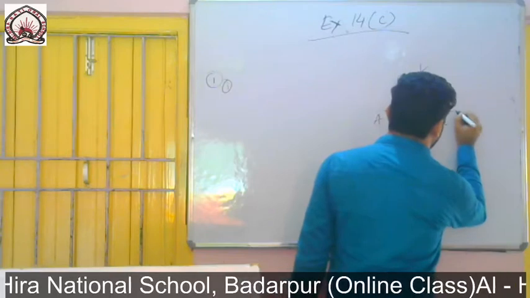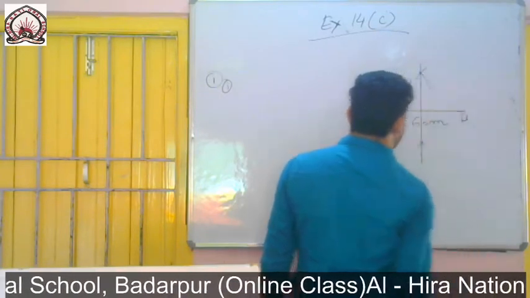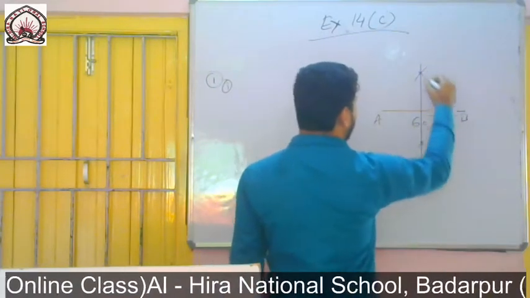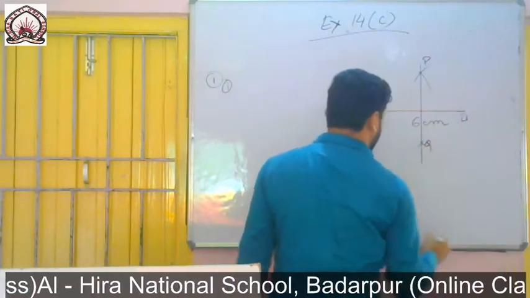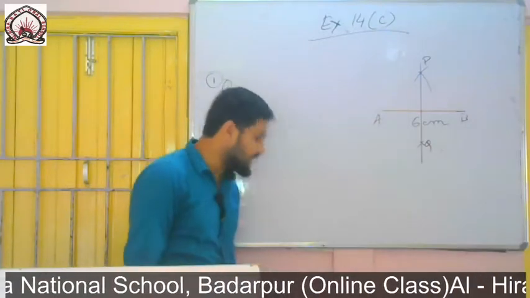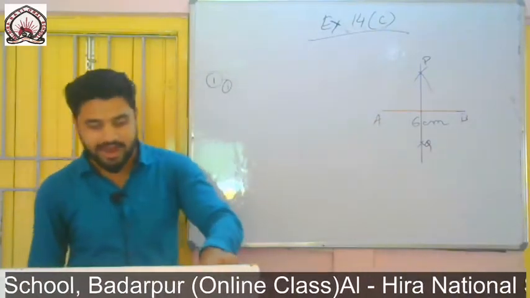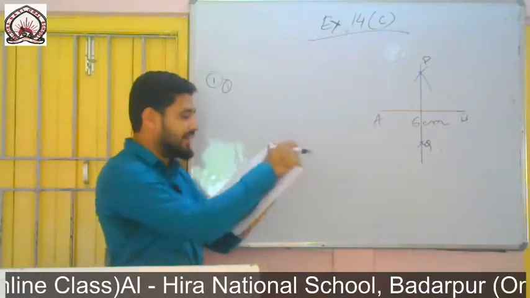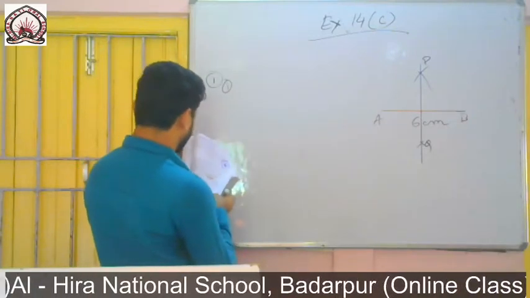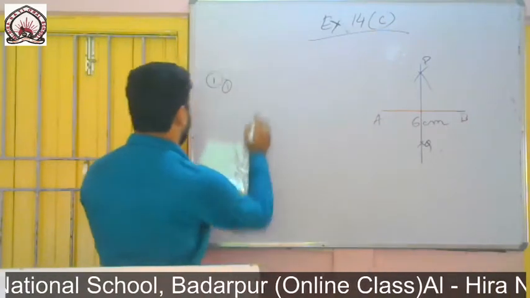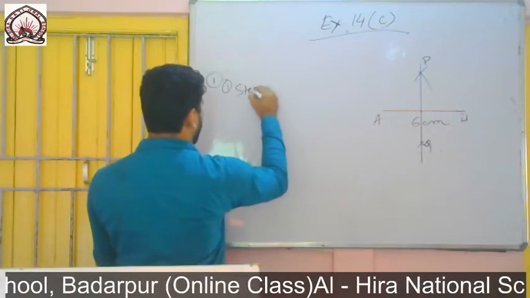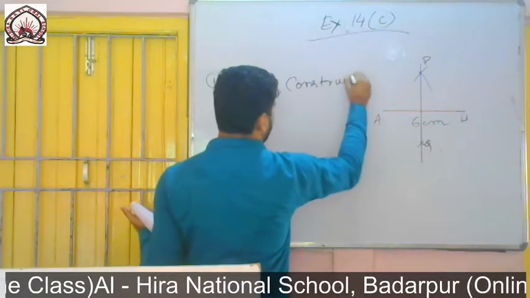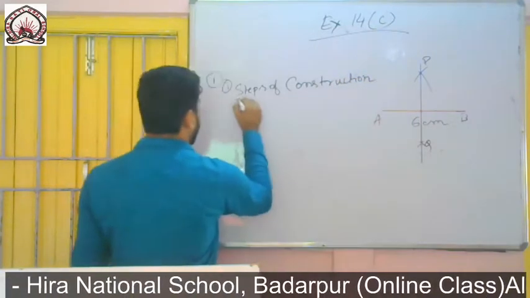So that is the perpendicular bisector. You just give a name like PQ at the intersection. So write the steps. This is very easy. So write the steps first. Write steps of construction.